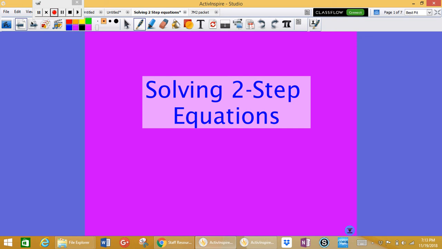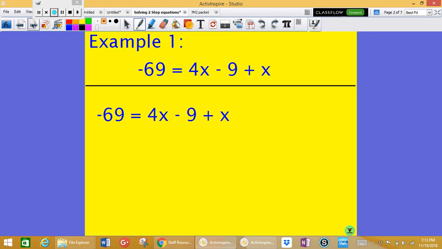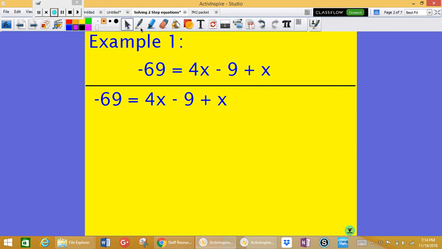Solving two-step equations. Example 1. So I have negative 69 equals 4x plus 9 plus x. So I rewrite the equation, and my goal is to get plain numbers on one side and my variable on the other. So step 1, I like to draw a line down to help me keep the things separate.